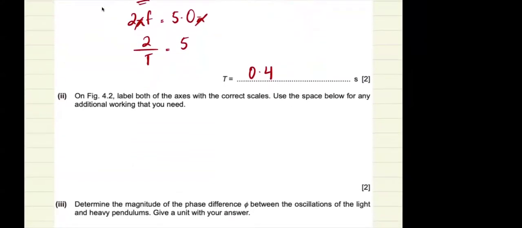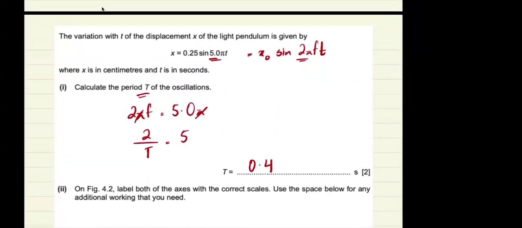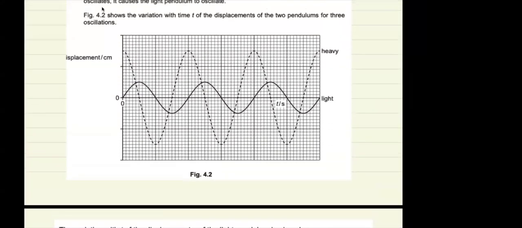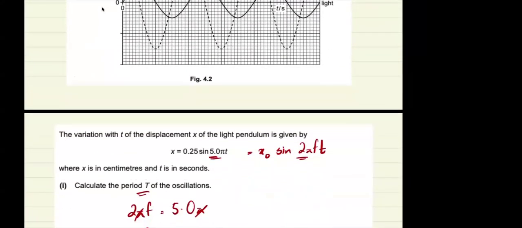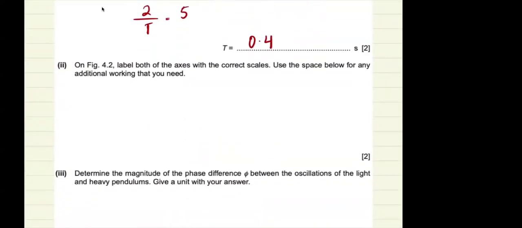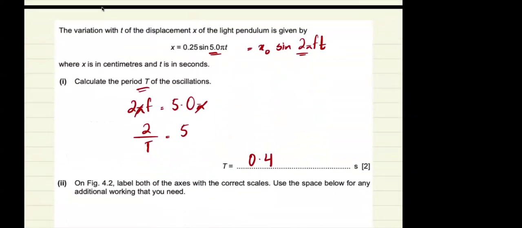On 4.2, label both of the axes with the correct scales. Use the space below for any additional working that you need. All right, so what do we need to do? We need to label what? Oh, so we need the correct scales. All right, so this is for the lighter pendulum, right?